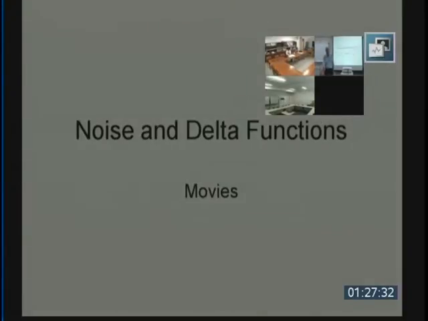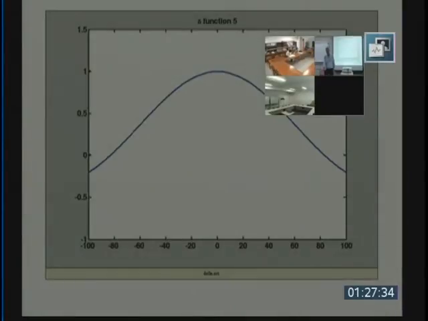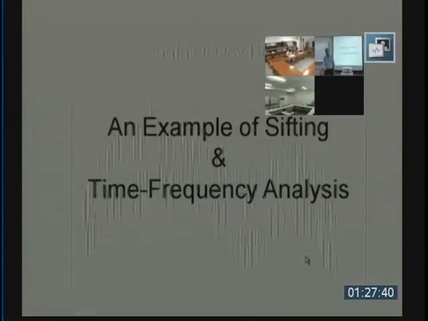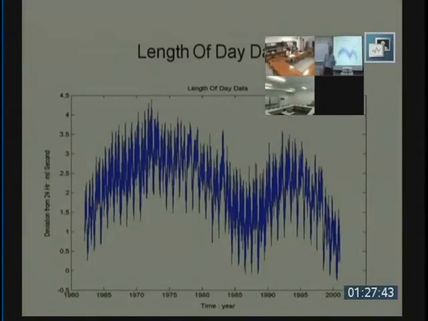All right, so noise and delta function. I have a movie, but somehow this movie doesn't work, so I will not talk about that.